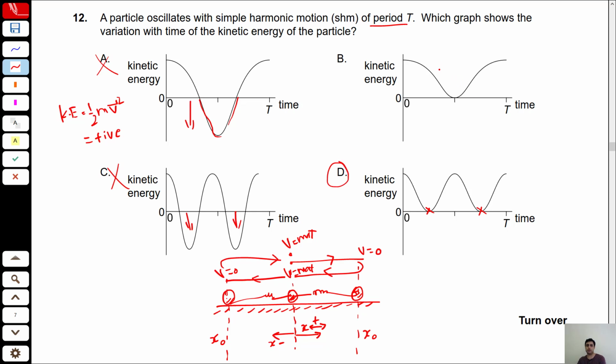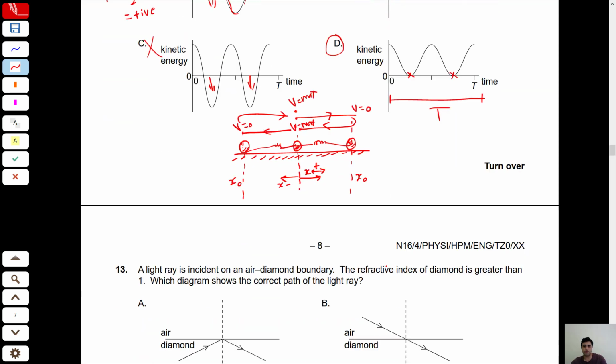So that's why we have to choose D part, not A part, because A is for half the time period. But for one complete time period, the body has to stop 2 times, because there are 2 amplitudes.